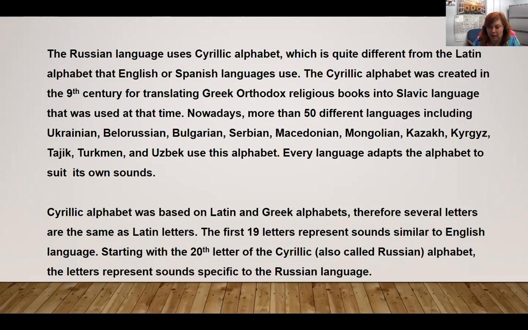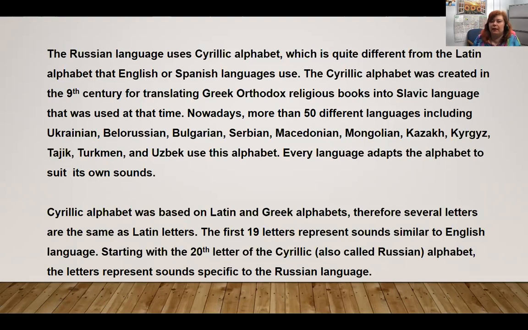And each of them has their specific letters that are specific only to that particular language. So that's why the alphabet that we use is called the Russian alphabet. Although it is Cyrillic, it's specific to the sounds of the Russian language. For example, Mongolian still uses the Cyrillic alphabet, but they have letters that are specific only to the Mongolian language. So you can call it the Mongolian alphabet.